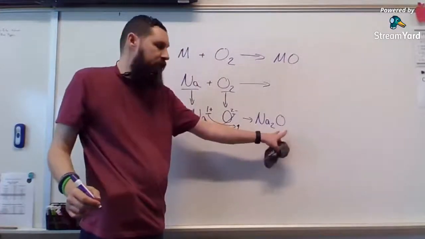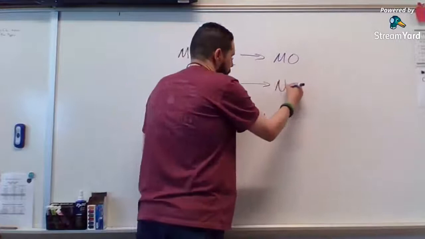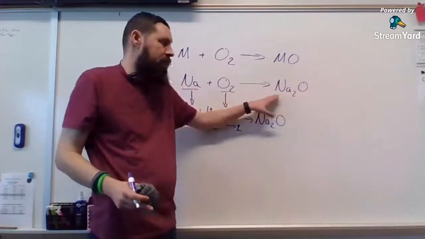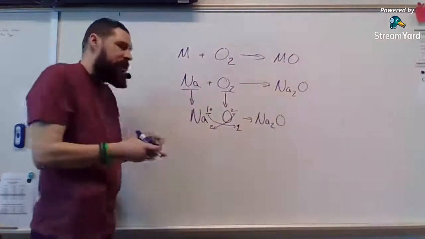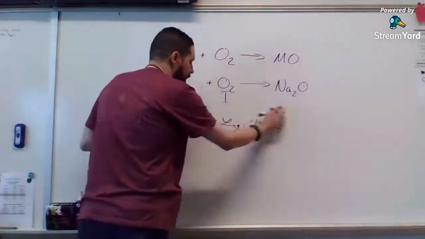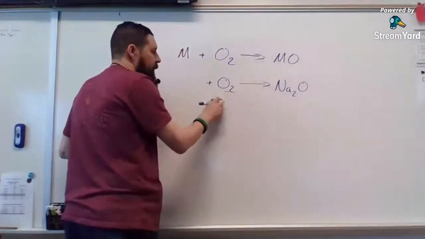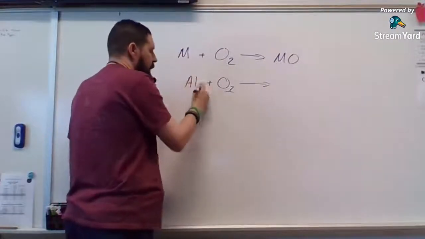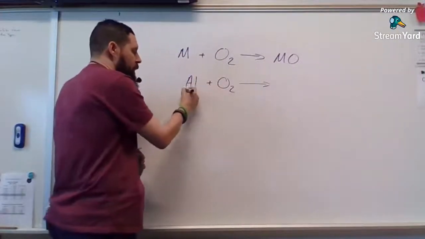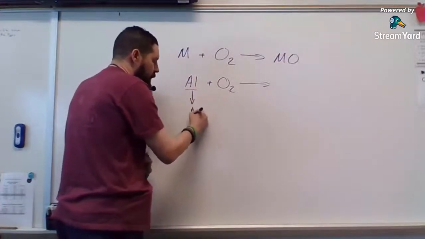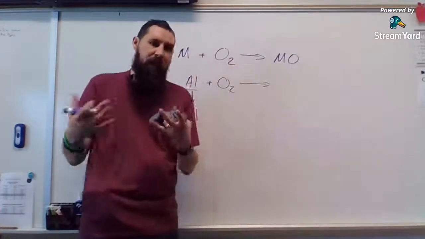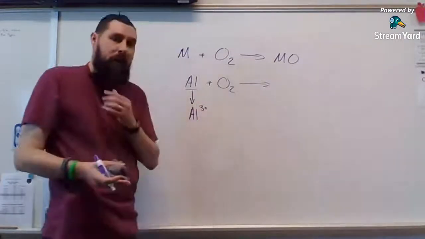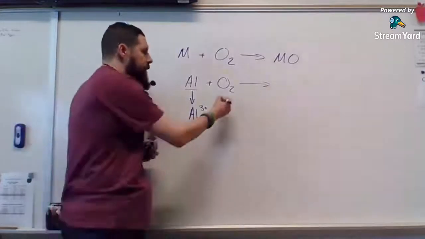And because I cannot reduce those subscripts, that becomes my formula of my metal oxide, sodium oxide. One more example for you, just so you can see each type of charge. If I were to take something from column 13, for example, aluminum, and I combine it with oxygen, once again, I'm going to think about what charge aluminum would have within a compound. So when I look it up on the periodic table, I find that aluminum would carry a 3 positive charge.